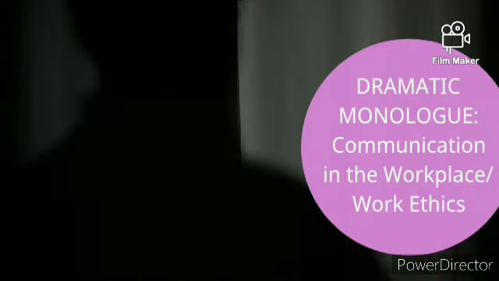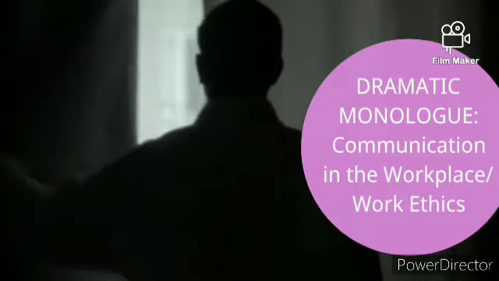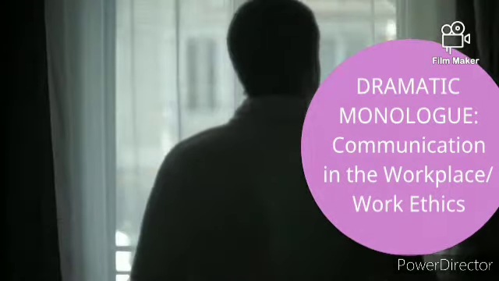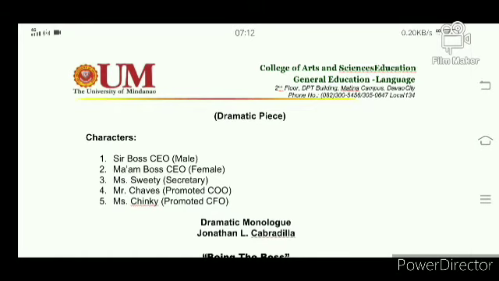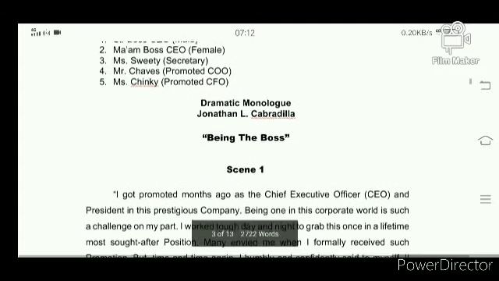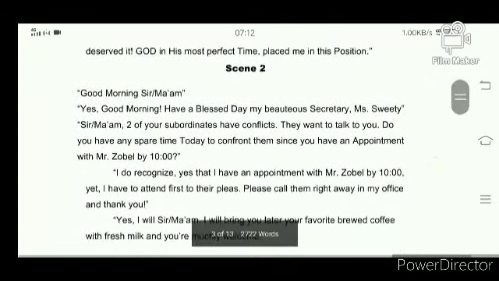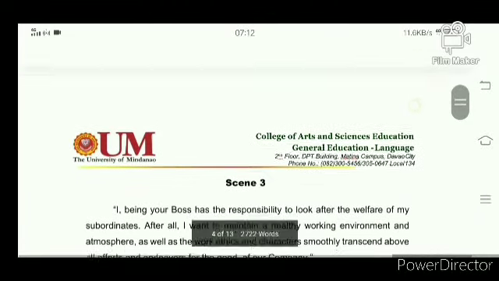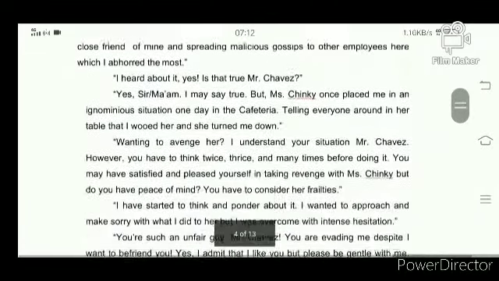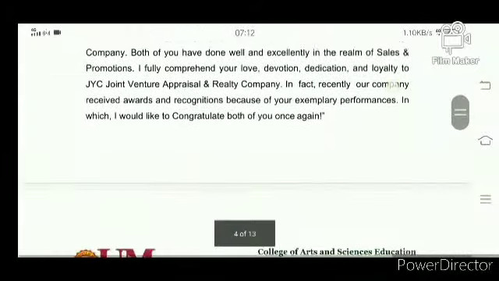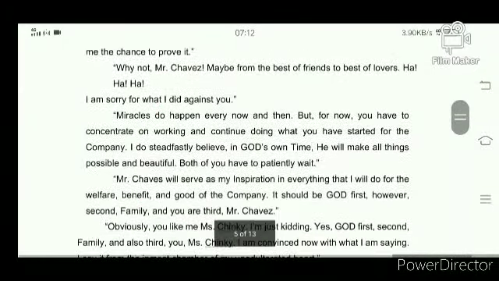The fifth examination: dramatic monologue, communication in the workplace, work ethics. This is the most difficult examination I had experienced because we are going to portray 4 characters. The first thing I did after our professor told us about our fifth examination is to read the manuscript. I was a little bit amazed by the beauty of the story, but afraid at the same time because I will also portray the character of a boy. I had a high-pitched voice, that's why I believed that I could not do the character of the boy right.